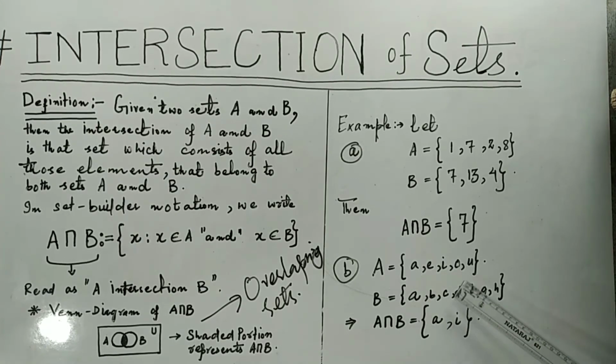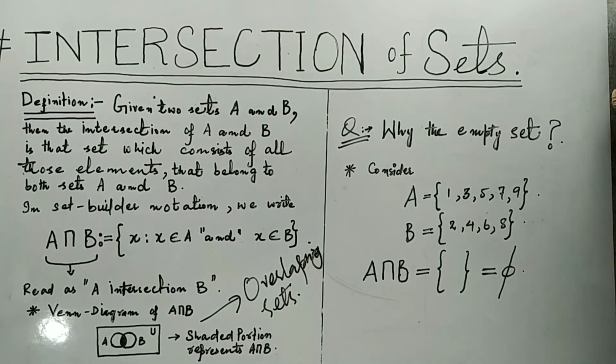Similarly, I can check for each of these elements, and I will pick up only those and put them in the collection of A intersection B which are common to both of them. And here it is. These two sets have only 2 elements in common, and those 2 elements are A and I. Means that our intersection is the set which contains 2 elements, A and I.